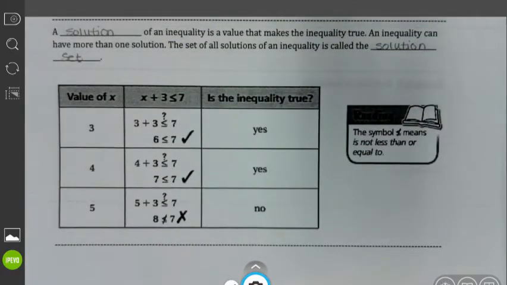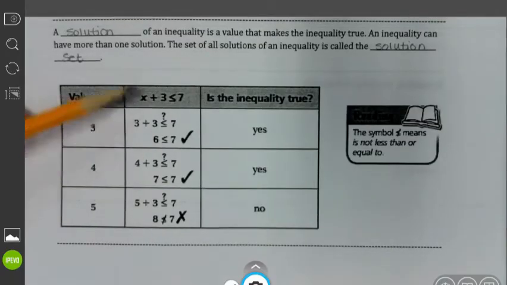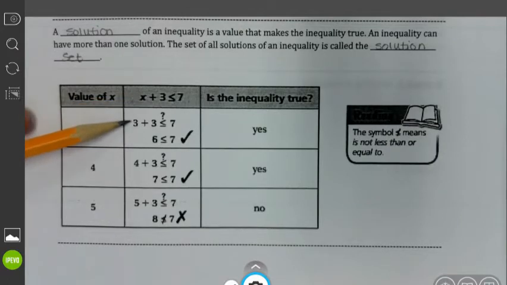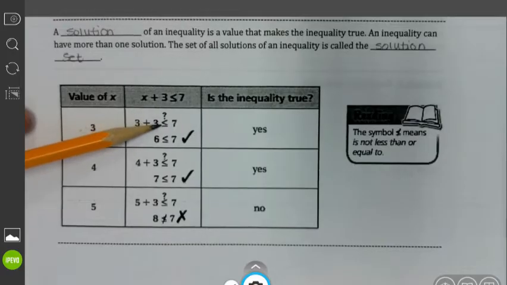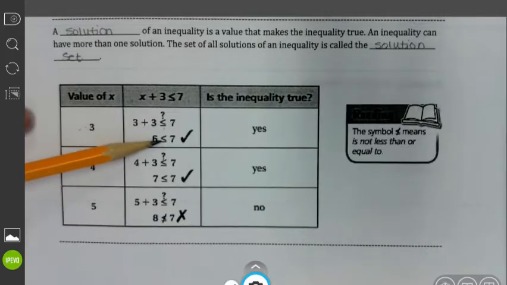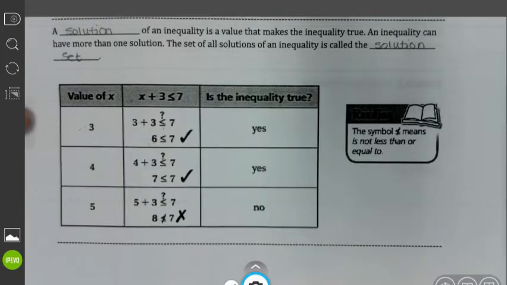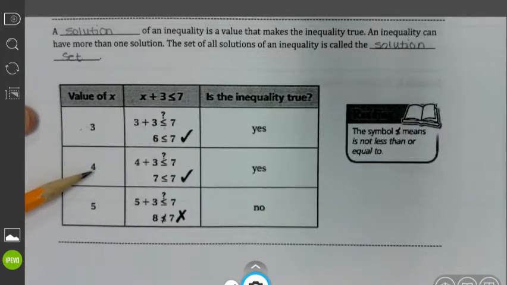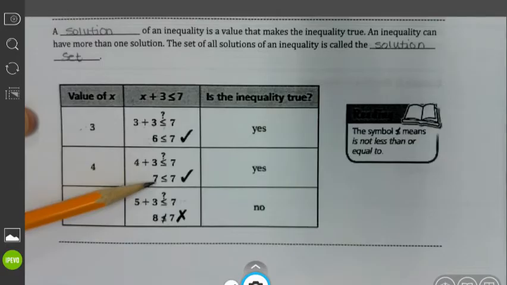So here's an example of a chart. Can the value of x be 3 for this inequality? What you do, just like with equations, is you plug it in and you see if it's true. 3 plus 3 is less than or equal to 7. Yes, 3 plus 3 is 6, which is less than or equal to 7. That is a possible solution. Let's try 4. 4 plus 3 is 7. 7 is less than or equal to 7.